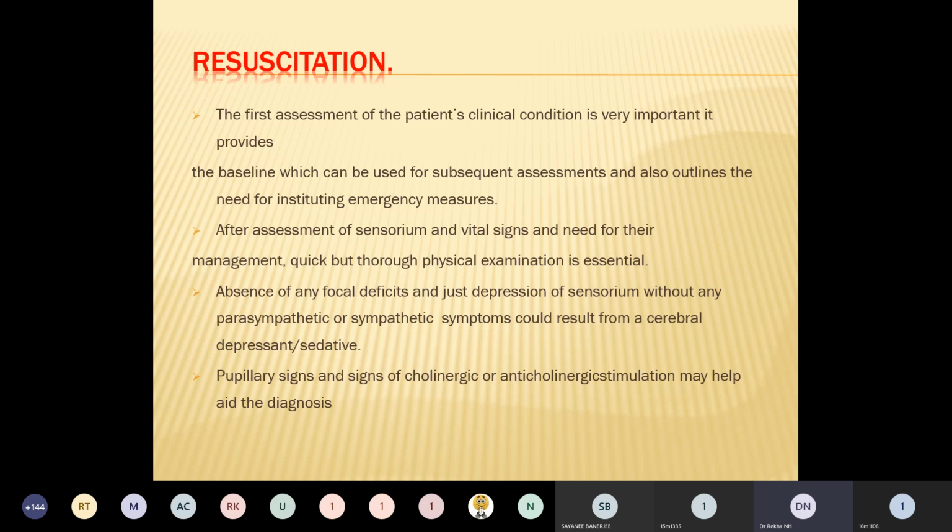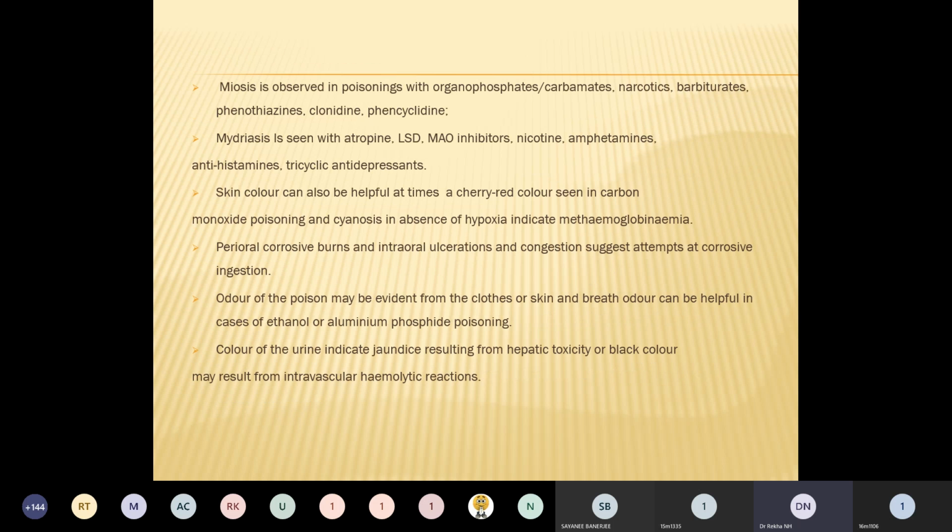Pupillary signs of cholinergic or anticholinergic stimulation may help to aid the diagnosis. Miosis, for example, is observed in a patient who has come with OP compound consumption, or narcotics, barbiturates, phenothiazines, clonidine or phencyclidine. Mydriasis is seen with atropine, MAO inhibitors, nicotine or tricyclic antidepressants.